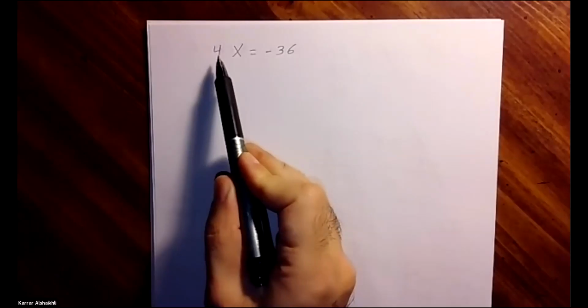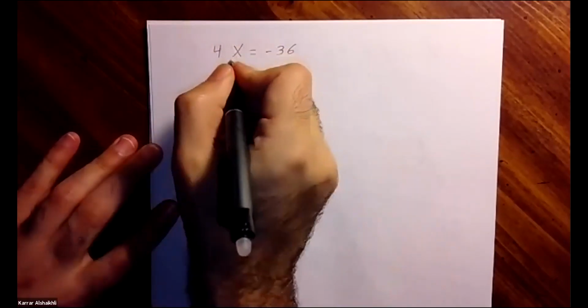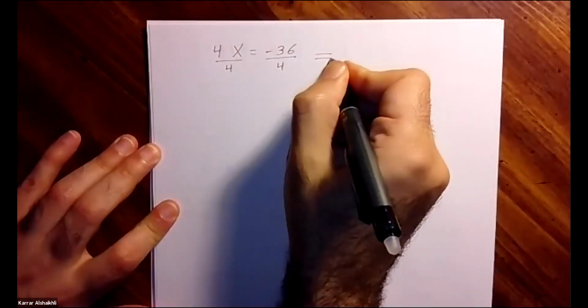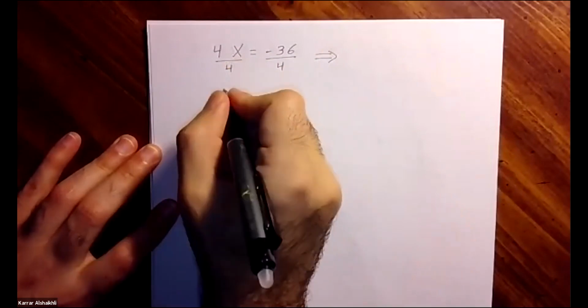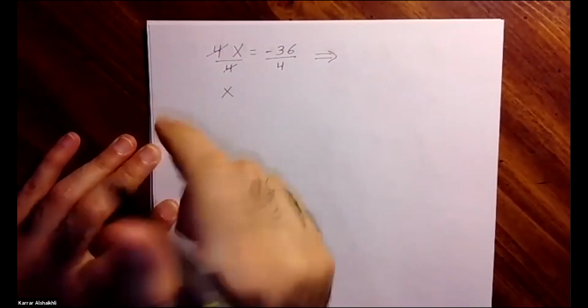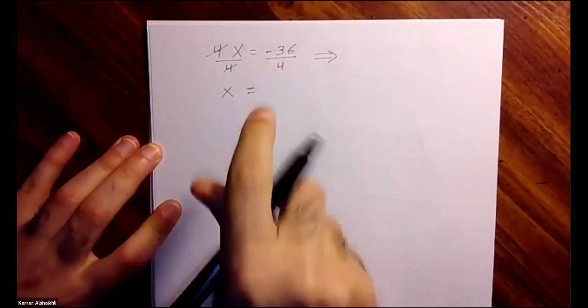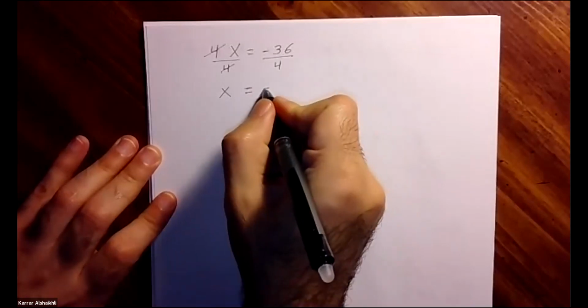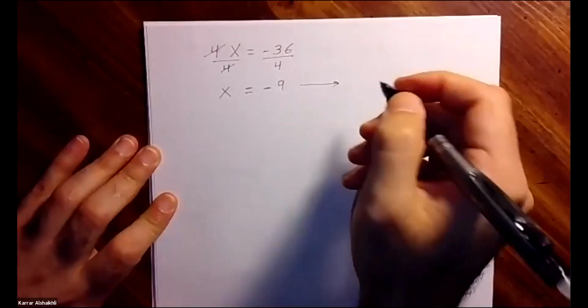By 4. You're going to divide both sides by the number with the variable. So you're going to divide both sides by 4. Cancel the 4 with the 4, the leftover is just the x on this side. Now -36 divided by 4 is going to be -9. This is the solution.